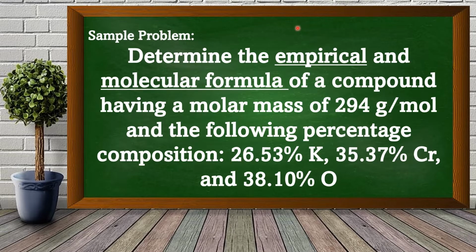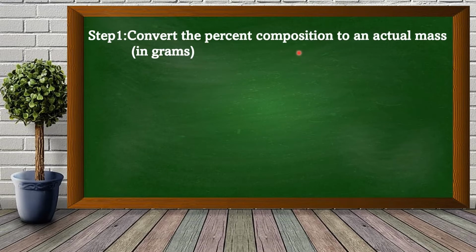Now, let's have this sample problem. Determine the empirical and molecular formula of a compound having a molar mass of 294 grams per mole, and the following percentages composition are 26.53% for potassium, 35.37% for chromium, and 38.10% oxygen. First step is convert the percent composition to an actual mass.